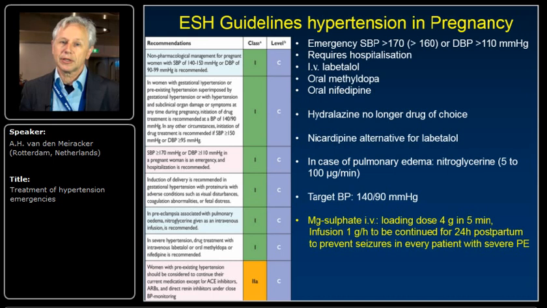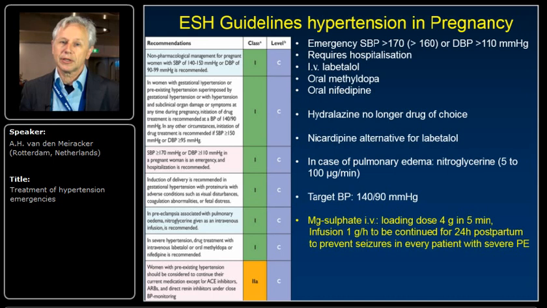And I think very important, a lot of emphasis is placed on this: we should also treat these patients with severe preeclampsia with intravenous magnesium sulfate, with a loading dose of about 4 grams in 5 minutes, and then an infusion of 1 gram per hour. That should be continued for 24 hours postpartum to prevent seizures, and it should be given in every patient with severe preeclampsia.